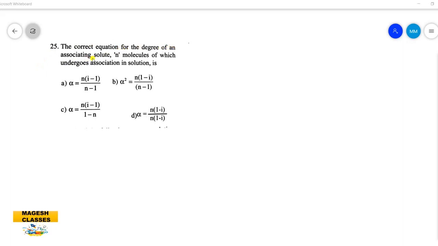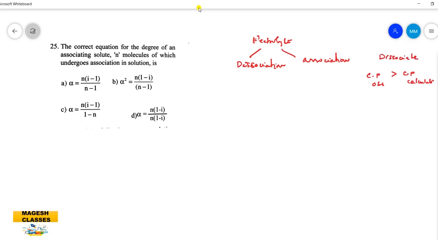25. The correct equation for the degree of association of a solute, n molecules of which undergo association in solution. Colligative properties and the Van't Hoff factor are related as i. If the solute particles are electrolyte, it may undergo dissociation or association, so that the colligative property observed is greater or less than the colligative property calculated. If it dissociates, the colligative property observed is greater than the calculated property. In the case of association, it is reverse. Because the molecules combine together, the number of particles is less. So colligative property observed is less than the colligative property calculated.